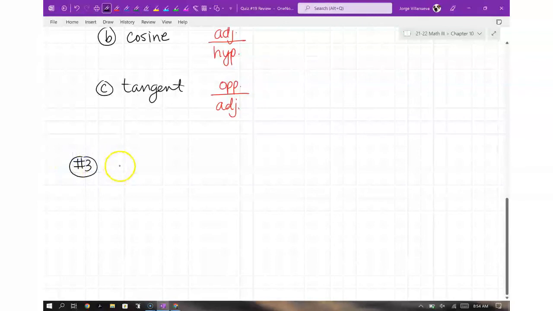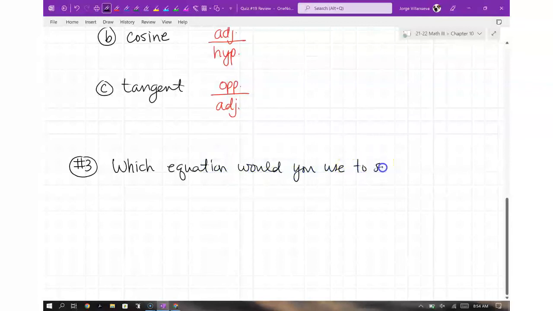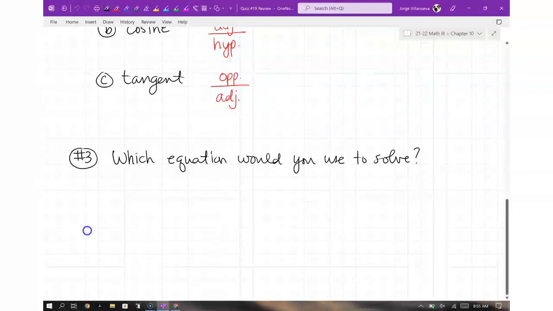So which equation is true? This is what they're going to say. Which equation would you use to solve? Now on the test it's going to say which one is true because they're going to give you 4 options to pick from. Okay? But for us, since I'm not giving you options, I'm just going to say which equation would you use to solve this. Okay?